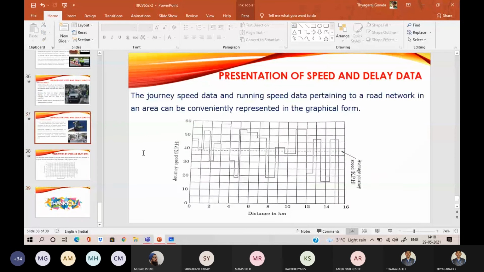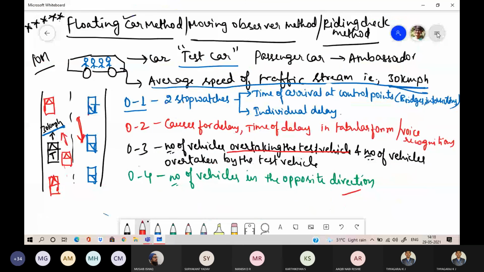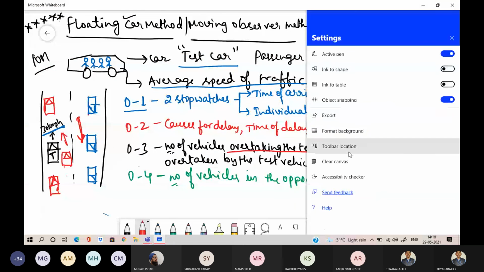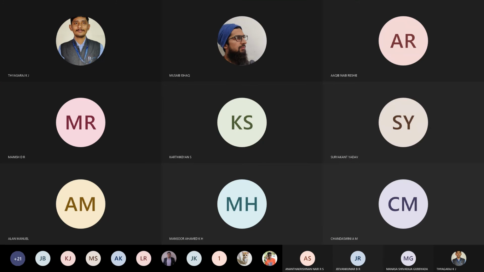Is there any doubt, or anything you want to ask? I hope everyone has done the IA very well. Is it so? Kindly respond. Everyone has done the IA well, right? I have not yet started the valuation. I will be doing the valuation today, so we will display the marks by Monday.